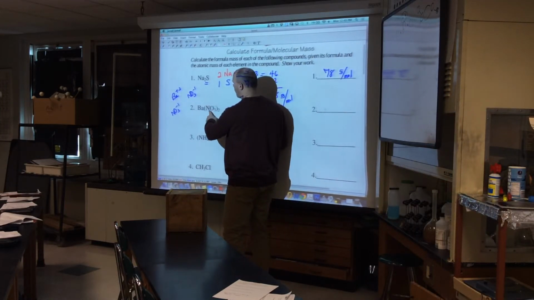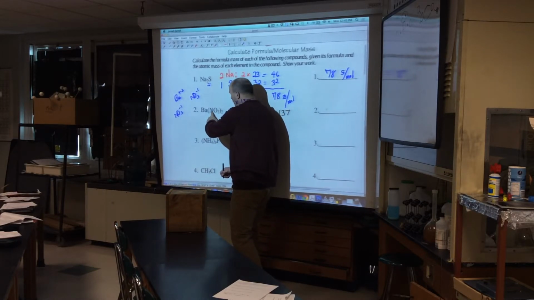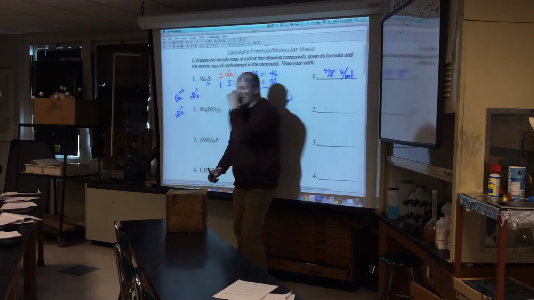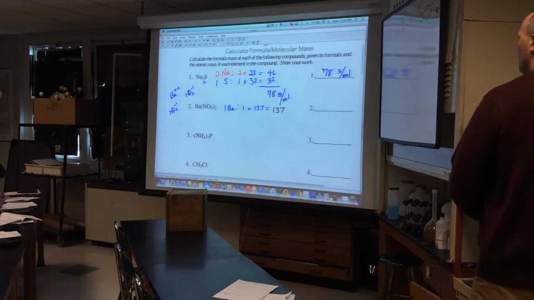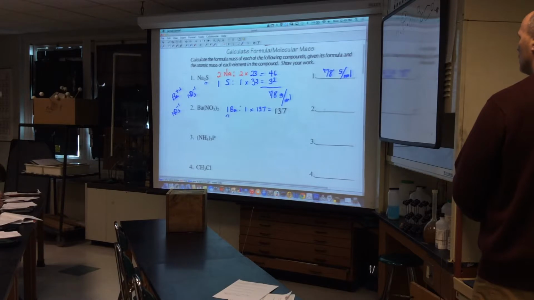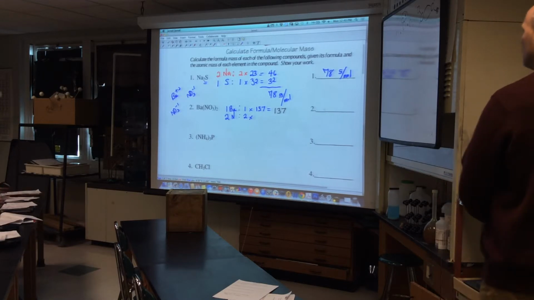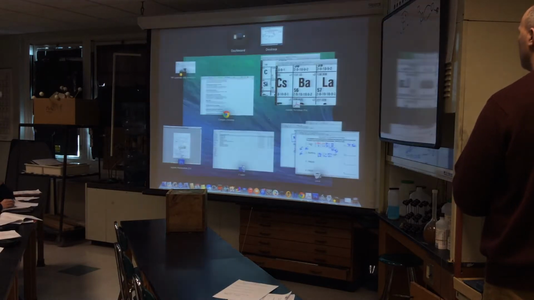So how many N's do I have overall? This 2 means I have 2 times 1 is 2. How many oxygens? Right, you've got to times everything inside because it's multiple ions. So we have 2 N's. 2 times the atomic mass of nitrogen when you round it off is 14. I'm not making that up.